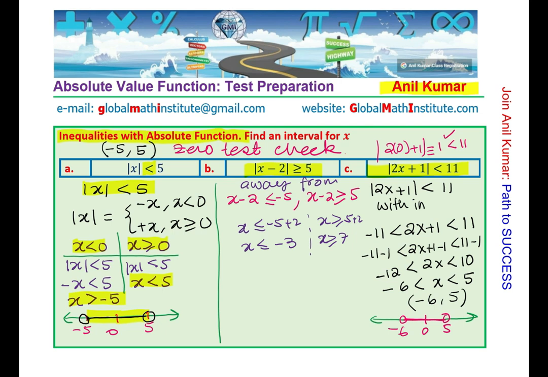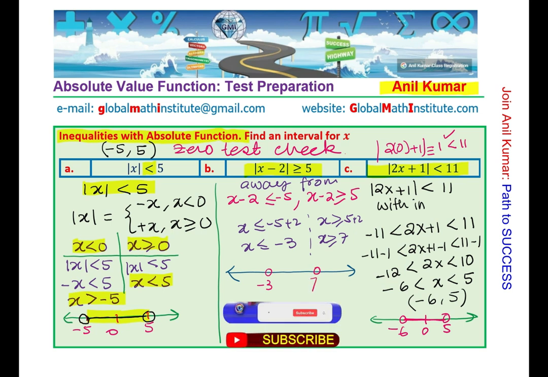Now let's put our solution on a number line. You will understand what I meant by saying away from, right? So it is away from minus 3, away from 7, right? Greater than or equal to 7 means like this, right? Filled in, correct? And from here, less than or equal to minus 3, filled in. And do you see? It is away from, perfect.